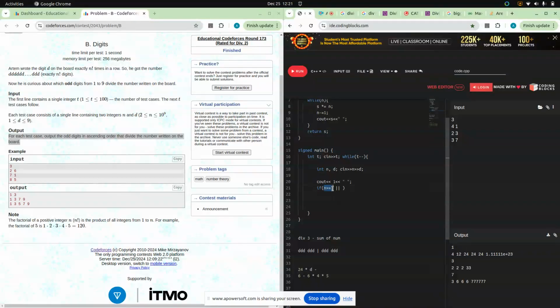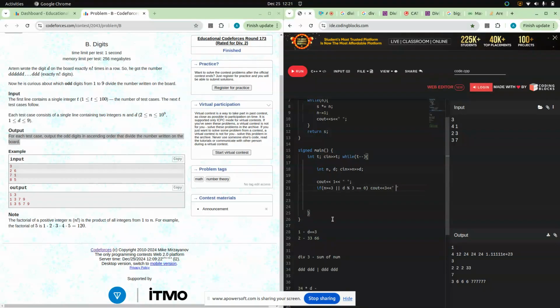Hope that is very fine, and we don't need to check for what happens if n is less than 3, which is 1 and 2. If n is 1, we all know that d has to be equal to 3. If n is 2, then d has to be either 33 or 66. So I'm gonna just put it like that. If d mod 3 equal to 0, then we are gonna print out 3.